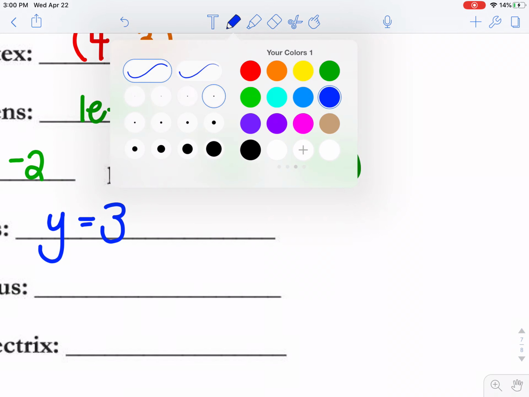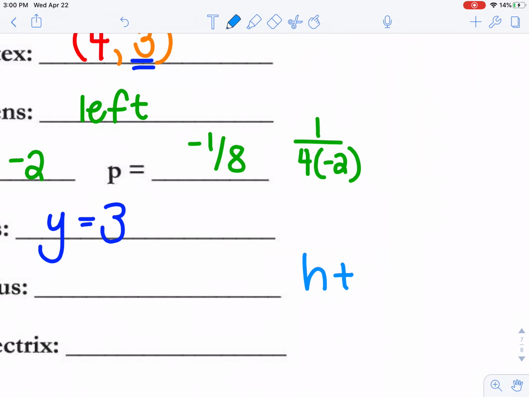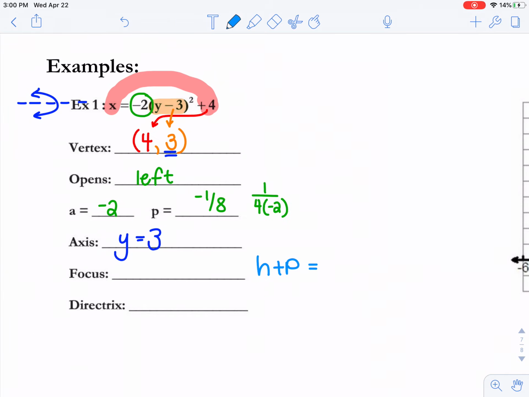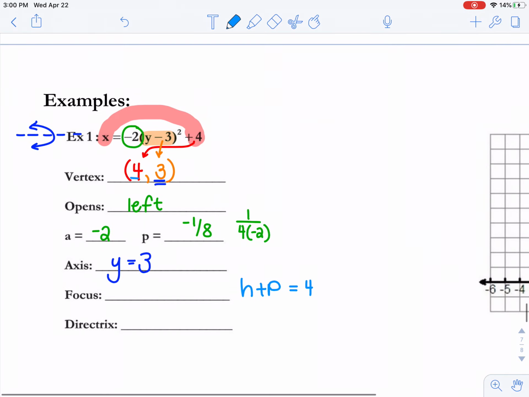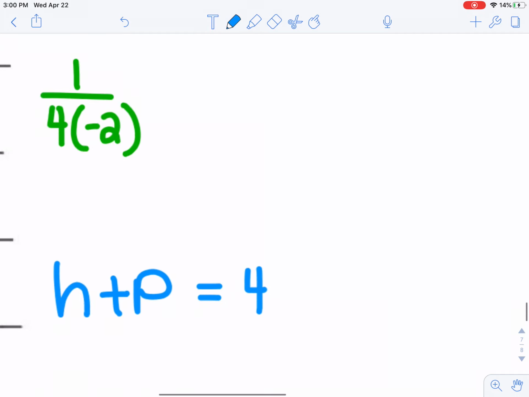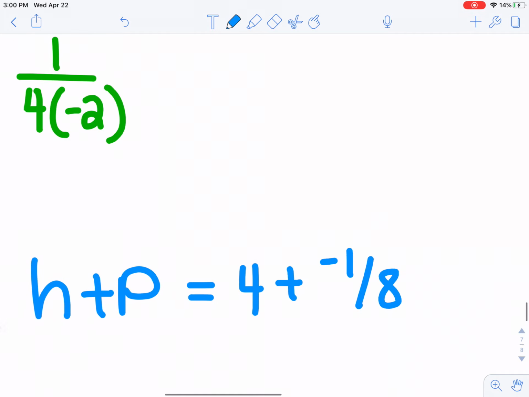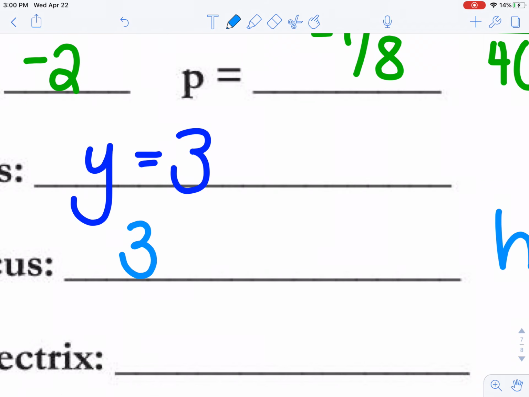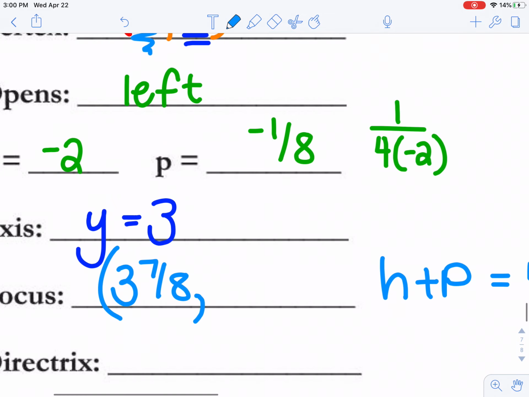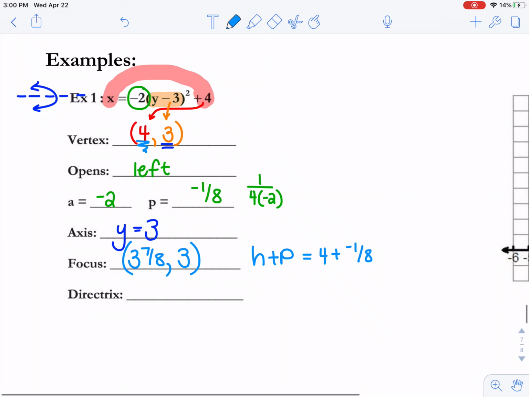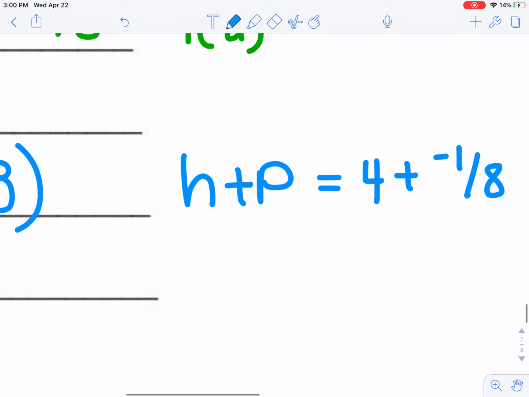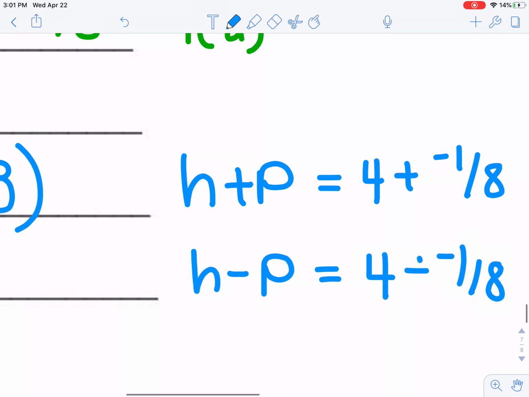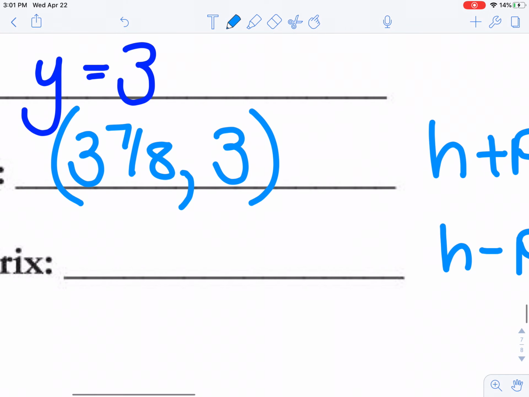The focus is going to be h plus p. So we're going to take our h value, which is 4. That comes from the x value of the vertex. Add the p-value, so plus negative 1/8. So that is going to be 3 7/8, comma, because the focus is a point, and then it's just going to match the y value of your vertex. That's 3. Next, the directrix, h minus p, will be 4 minus negative 1/8. Minus a negative turns to a plus. So that is going to be x equals 4 1/8.